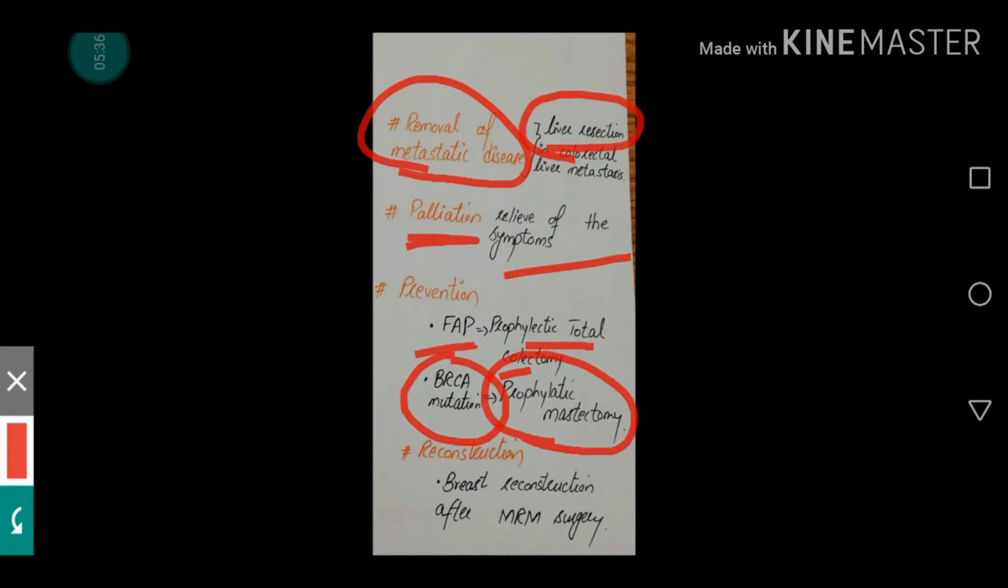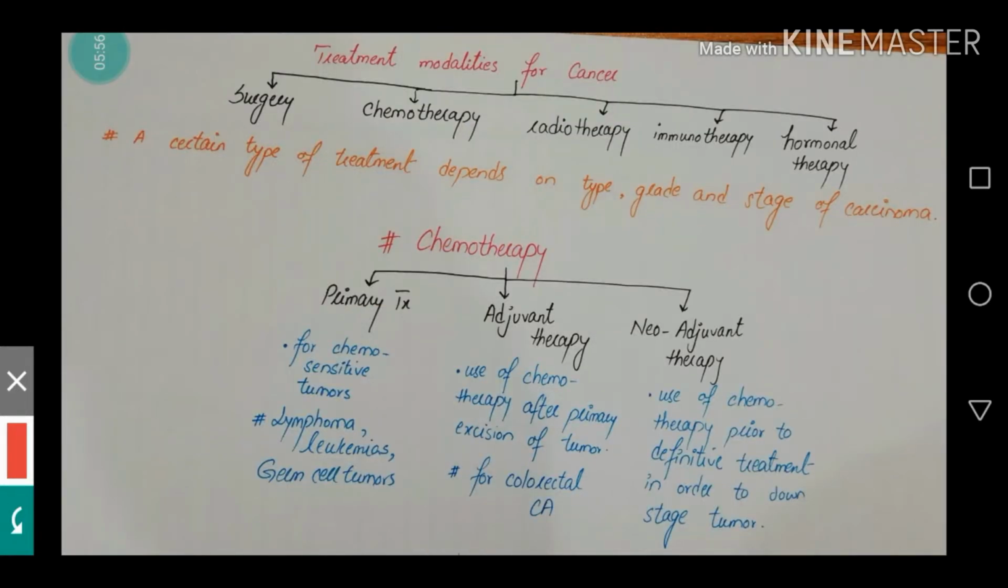Then comes reconstruction. Breast reconstruction is specifically done after MRM surgery, that is modified radical mastectomy. I will talk about these surgeries in detail when I talk about breast carcinoma. Now, a brief overview of the different modalities used for treatment of a carcinoma. They include surgery, chemotherapy, radiotherapy, immunotherapy, and hormonal therapy.